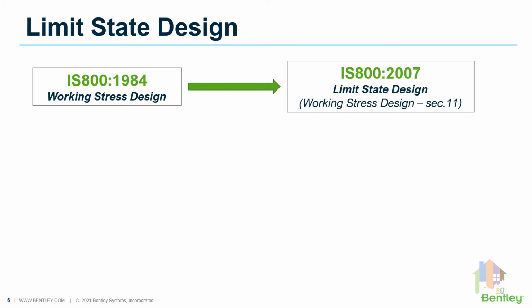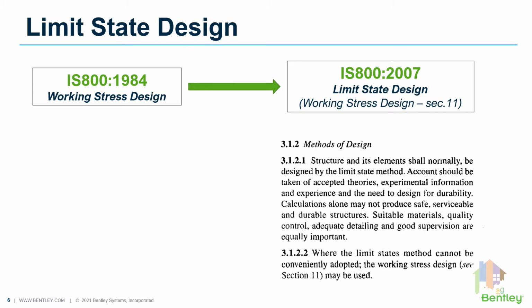The IS 800 2007 code was released in the year 2007, and a very basic difference of this code from the previous one is the consideration of limit state method for design. In IS 800 1984, working stress method was used for design, whereas in the IS 800 2007 code, limit state method or capacity based design approach is followed. There is also a section in this code, section 11, with provisions to design members using working stress method. But the code suggests not to use this working stress method and use it only if design using limit state method is not possible. The first priority of this code is to perform design using limit state.